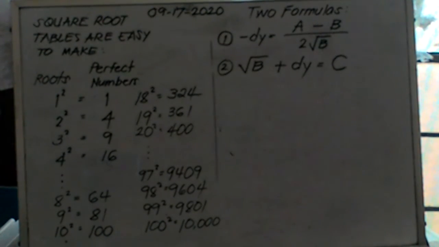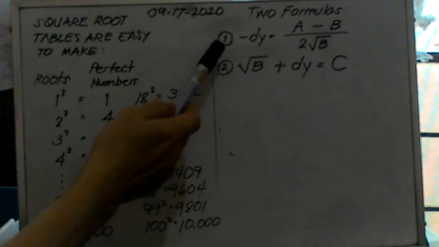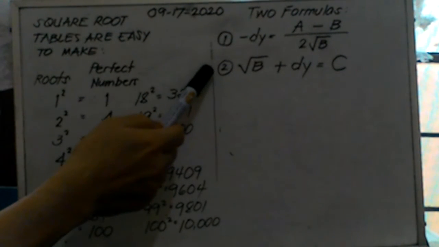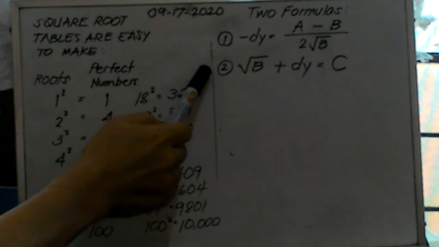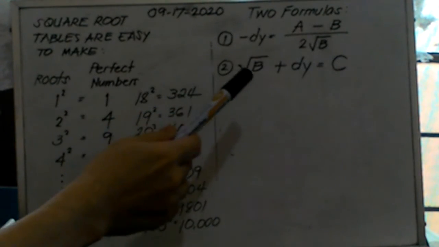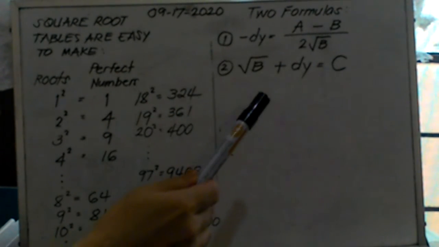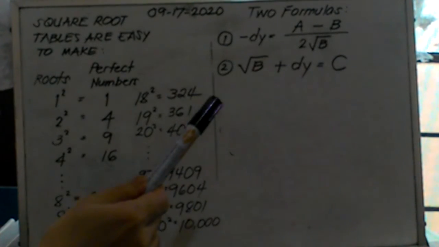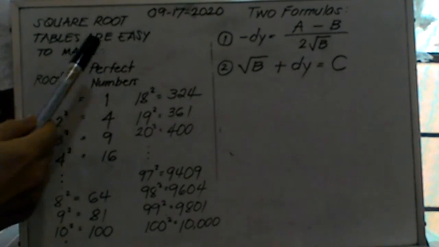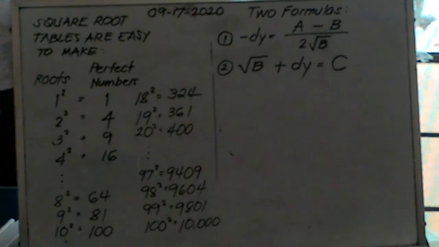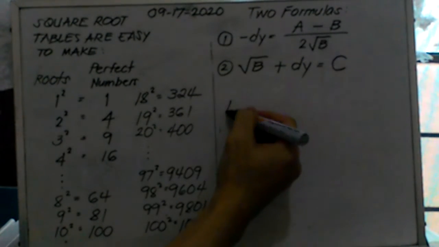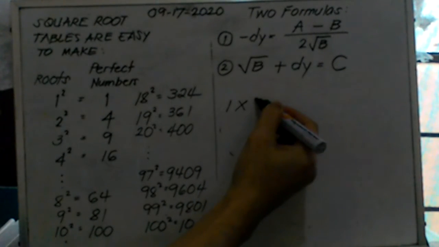Now I may need you to memorize these two formulas. These are called the ABCs of square roots. At the same time, you must be able to recreate the square root table like this one. And they are so easy to make since you only need to multiply a number by itself.